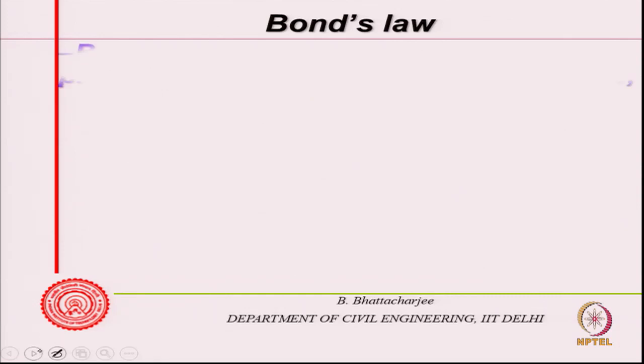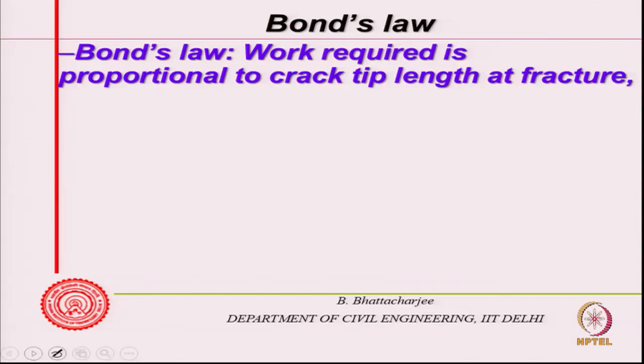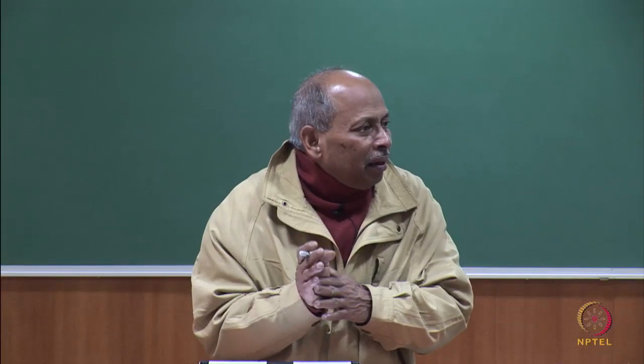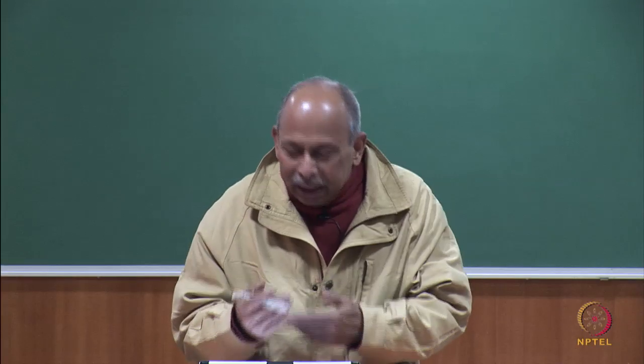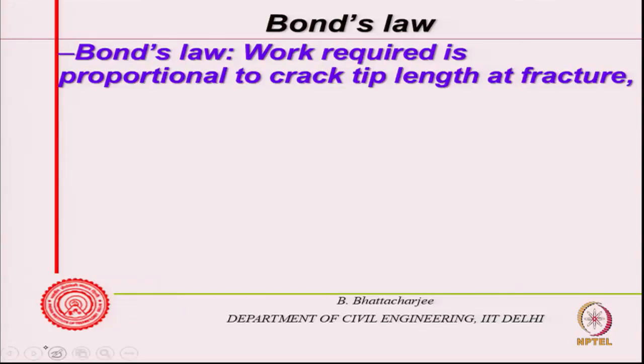So, here also grinding is something to do with Bond's law. Work required is proportional to the crack tip length at fracture. It is empirical. So, it is the crack tip length he is talking about at the fracture point. So, he has come up with something more realistic than the previous two laws. Okay. So, we will just discuss this at this moment.